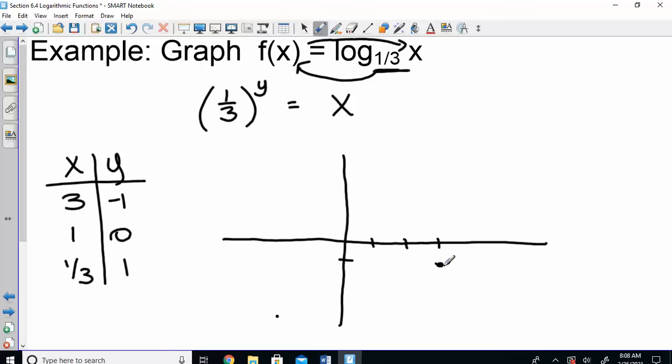-1, 1, 0, 1/3, 1. So again, your axis is the vertical asymptote. My graph just looks like this. Any questions, guys?